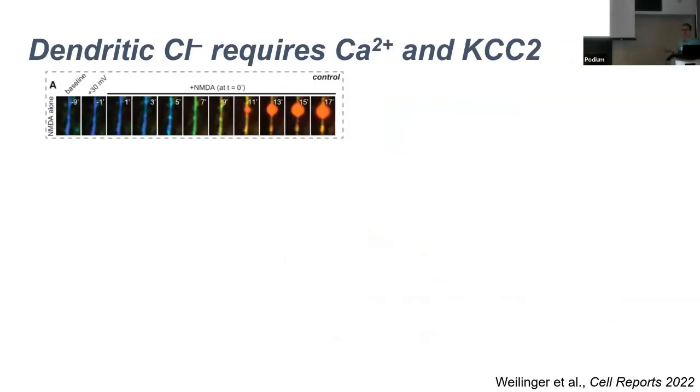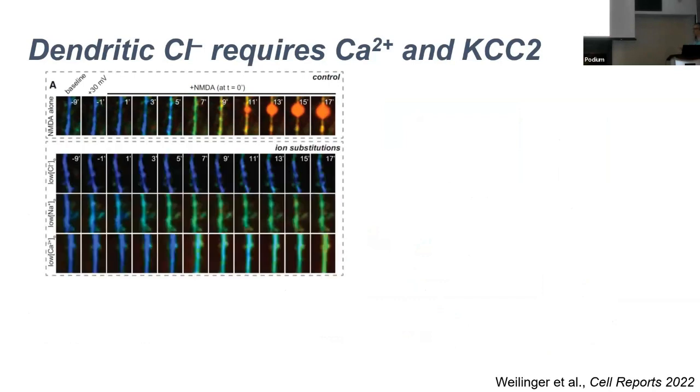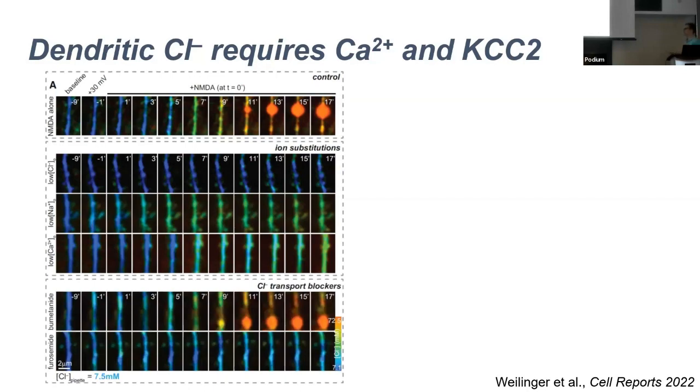So I wanted to know what was driving this process. Doing ion substitutions, again, you remove chloride, you don't get any chloride increases or swelling. You remove sodium, you get some chloride increase, but you don't get swelling. But what was most interesting to me was that when you dramatically reduce calcium in the extracellular perfusate, you get some chloride loading, but it's dramatically reduced, and the swelling is also dramatically reduced.